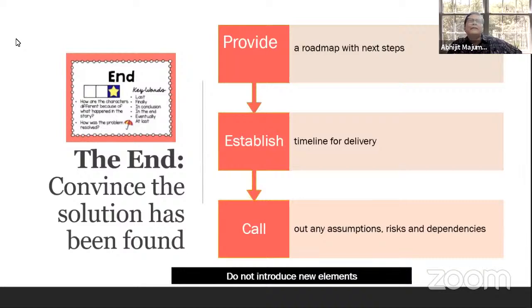Now, we said that every proposal has to have a structure. And most of the time, the structure is defined by the client. But then within the client's structure, we try to retrofit our content into that structure, and when we do, somewhere that structure loses its shape.